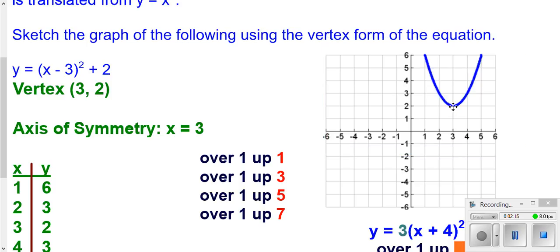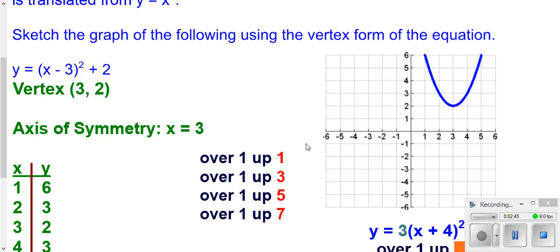You go to your vertex, then you go over 1, up 1, over 1, up 3, over 1, up 5, which would be way off of our graph. And then you do that the other way from your vertex, because remember, it's symmetrical about the axis of symmetry, in this case, x equals 3. So over 1, up 1, over 1, up 3, then it would be over 1 and up 5 more.